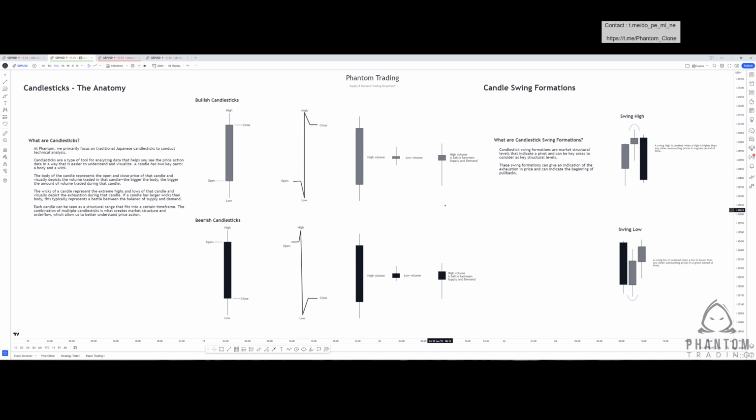Now, the next thing that we want to go over is the candle swing formations. So what is a candle swing formation, and why is it important? The candle swing formation is a market structural level that indicates a pivot and can be seen in key areas and can be considered around key structural levels. These swing formations can give an indication of exhaustion in price and can indicate the beginning of a pullback.